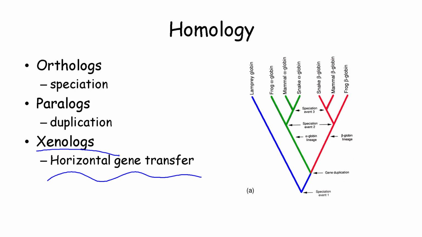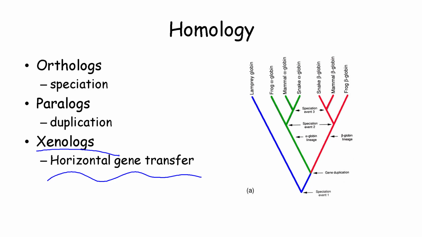Horizontal gene transfer does not just happen in bacteria. It is estimated that about 100 genes in humans have resulted from horizontal gene transfer. Gene duplication and horizontal gene transfer events can complicate the study of species.